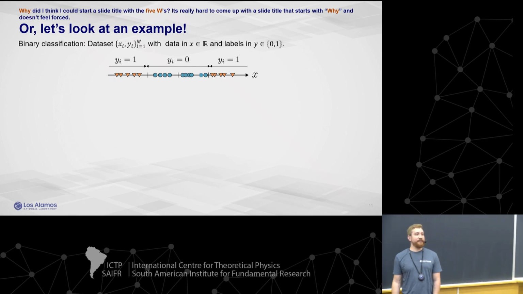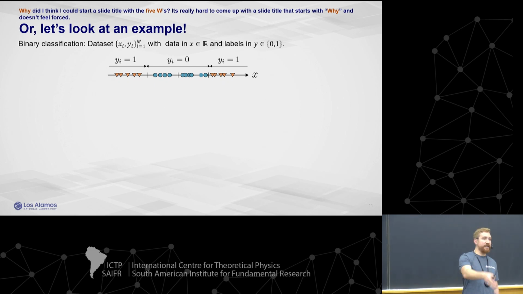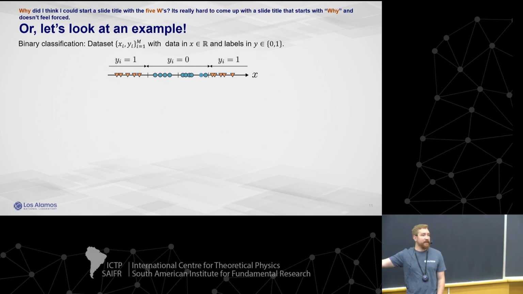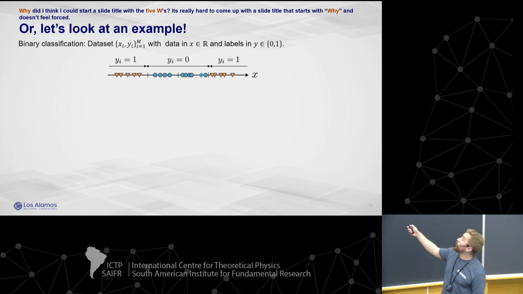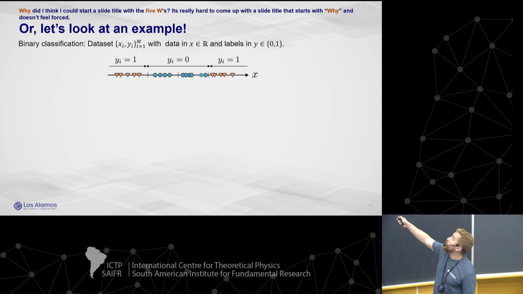Now, I'm a human. I'm extremely lazy. I want to do the classification by just drawing a line and saying everything to the right of this line is going to be one class, everything to the left of this line is going to be another class. Well, it's not too hard to see that we can't really do this. Wherever we draw a line, there's always going to be some error incurred.